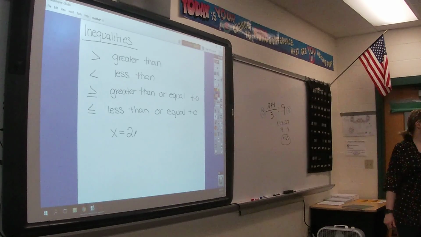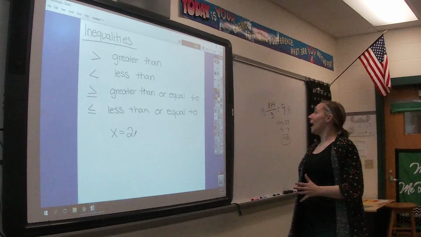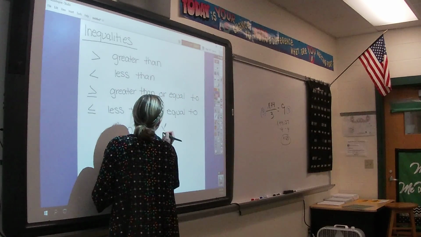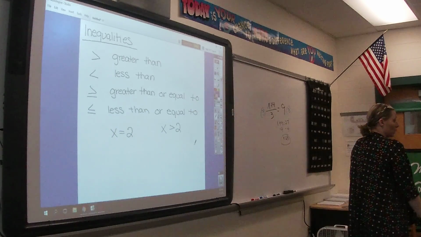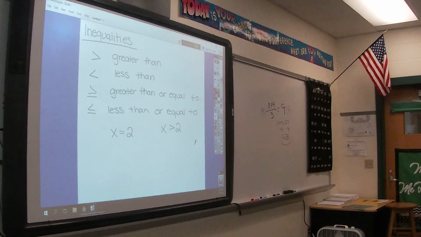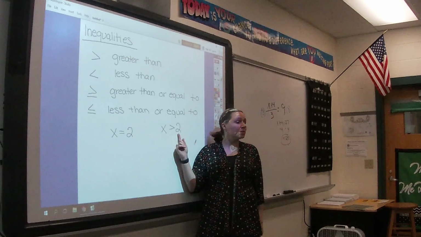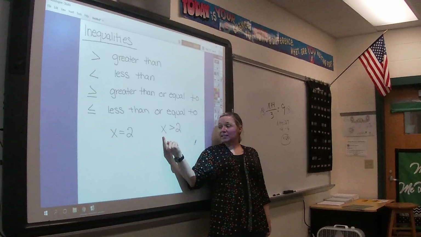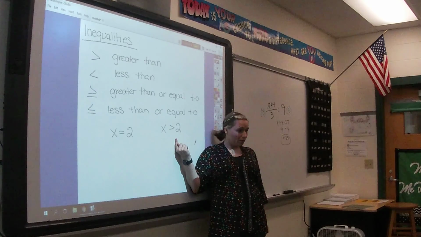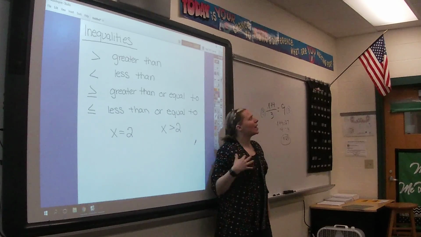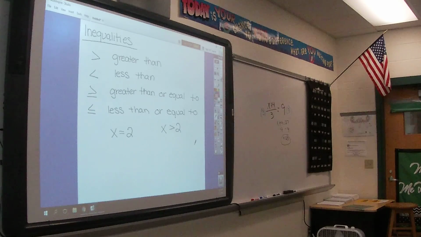With inequalities, it's almost the exact opposite of that. If I say something like x is greater than 2, now the one number that we actually see isn't even something that x can be. This says we need to pick a number that's greater than 2. What's the number that's closest to 2 but still greater than 2? 3. How about 2.5?